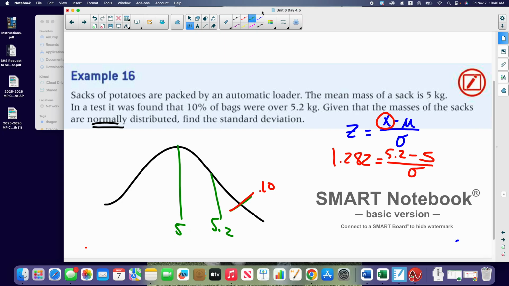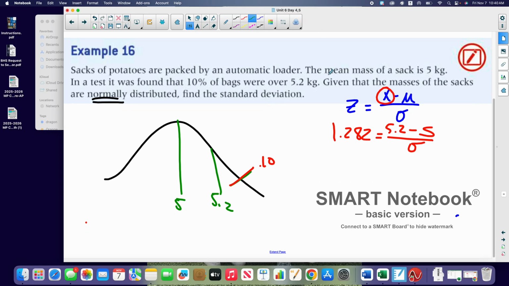Yeah, multiply each side by the standard deviation. For sure. So multiply by the standard deviation, so that cancels it here, and multiply it over here. So 1.282 times the standard deviation equals 5.2 minus 5, which is 0.2. And I'm going to divide by the 1.282. Definitely a calculator problem.